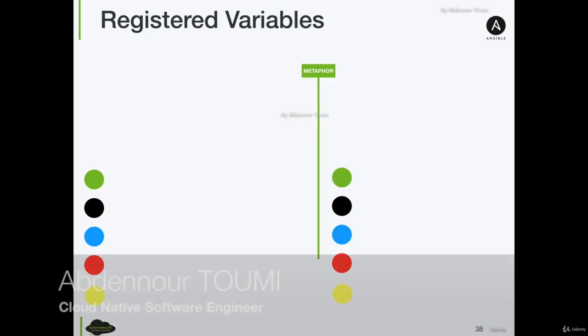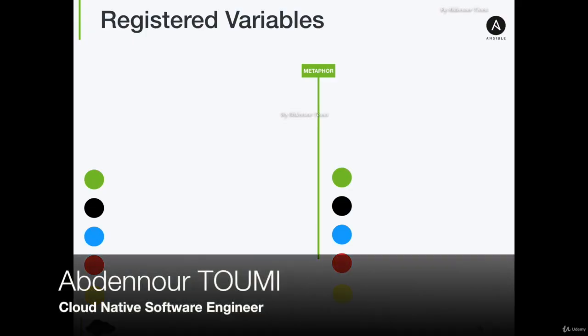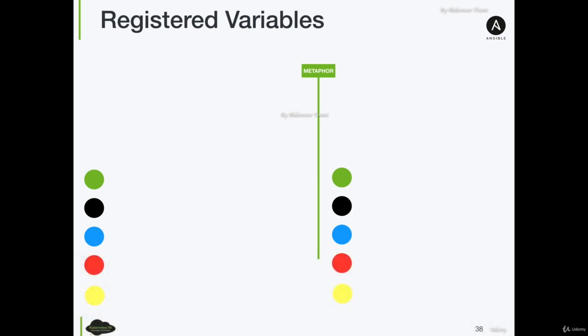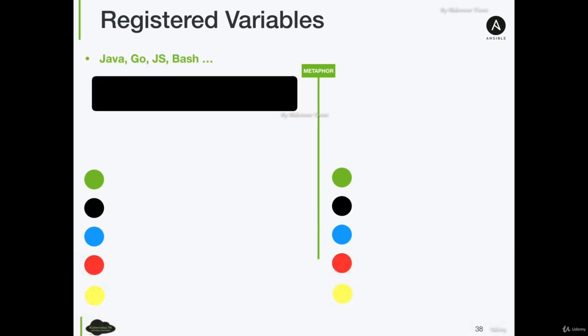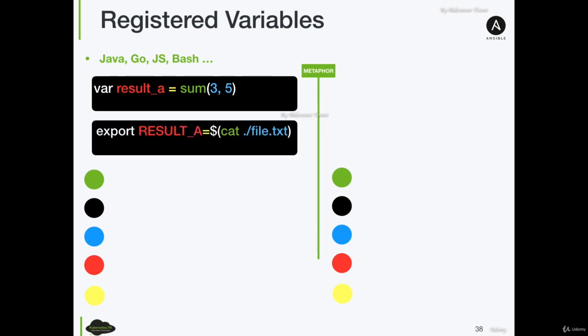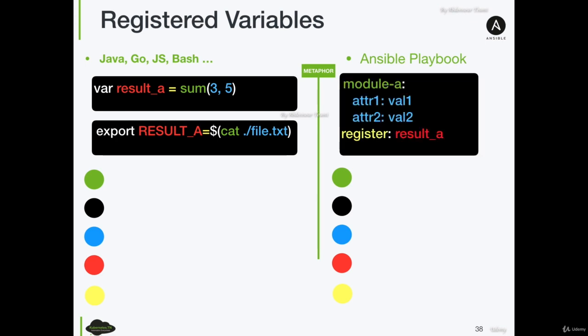I want to explain the registered variable in Ansible using a funny comparison and similarity between the famous programming languages and the YAML format of Ansible. At the left, we have some famous programming languages like Java, JavaScript, Bash, and at the right, we have the Ansible playbook in the YAML format. If you wrote code before like JavaScript, Java, Go, you will get my explanation 100% and you will appreciate it as well. So let's get started.